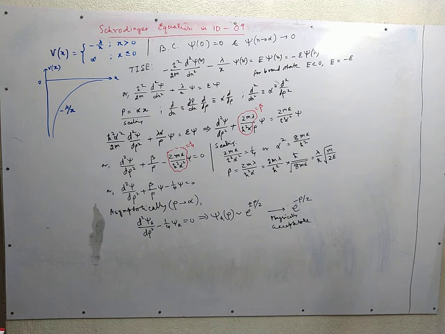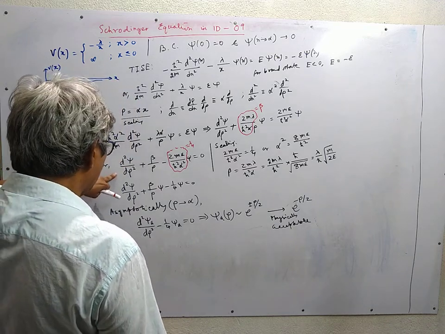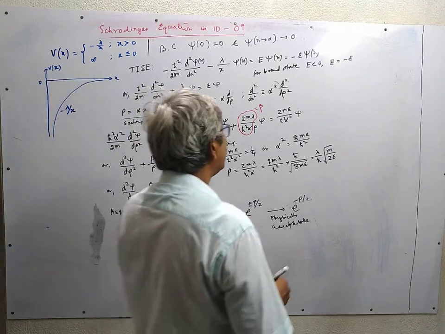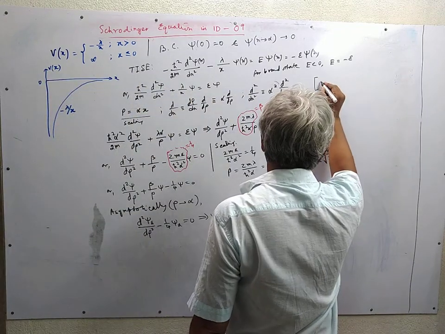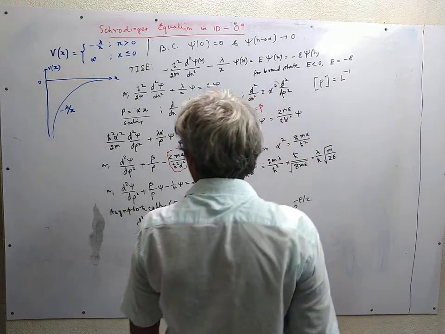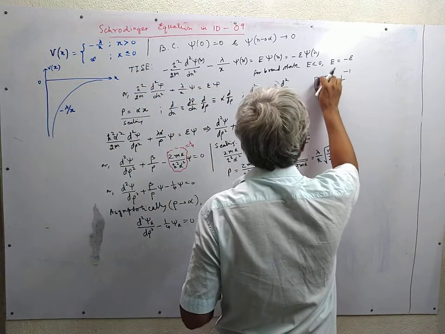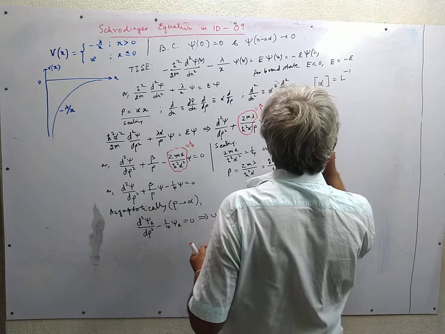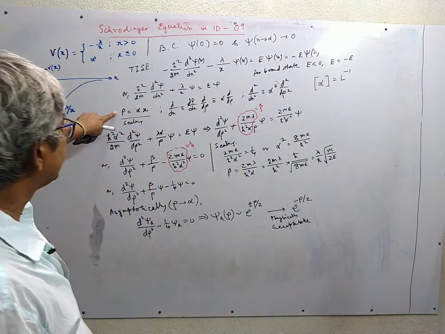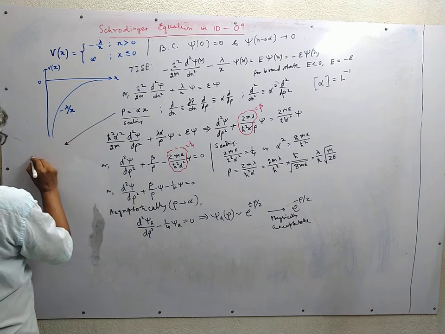So what we have done in a nutshell is that we have transformed this equation in terms of rho, and if you calculate the dimension of alpha, it is L inverse. So rho is actually a dimensionless variable. So rho is dimensionless position.